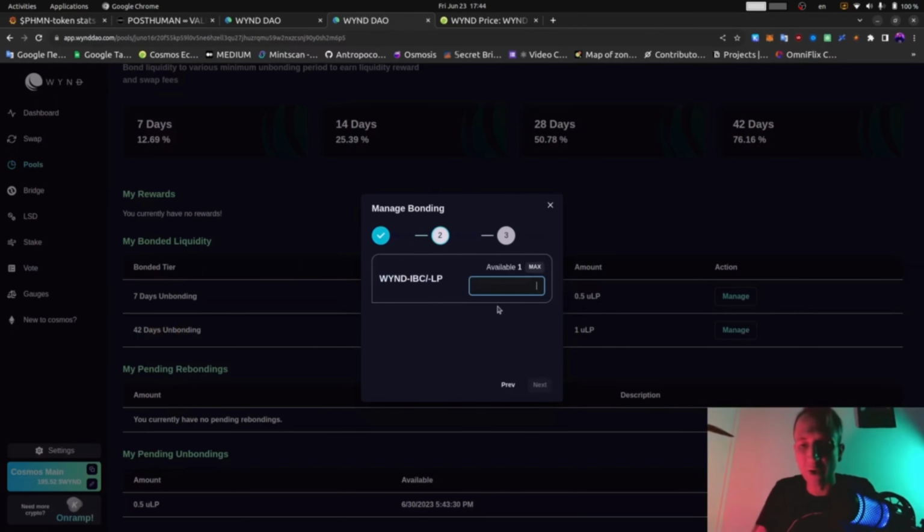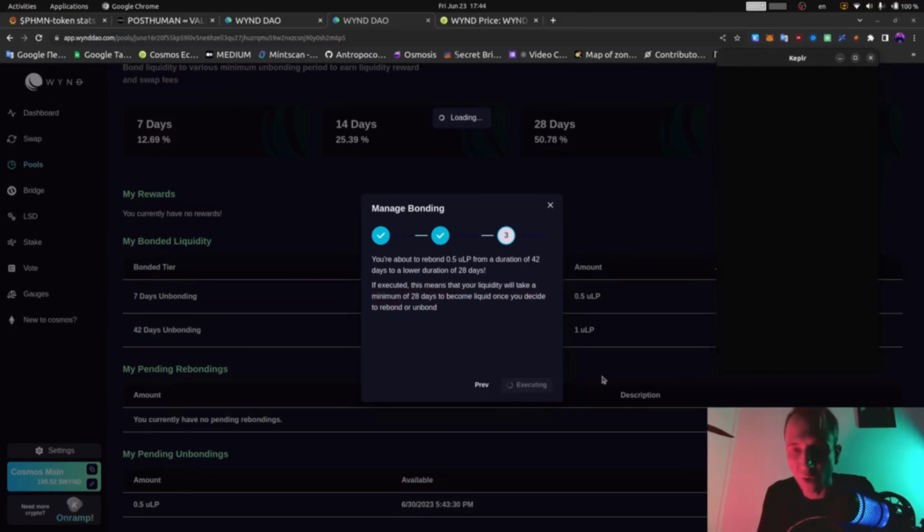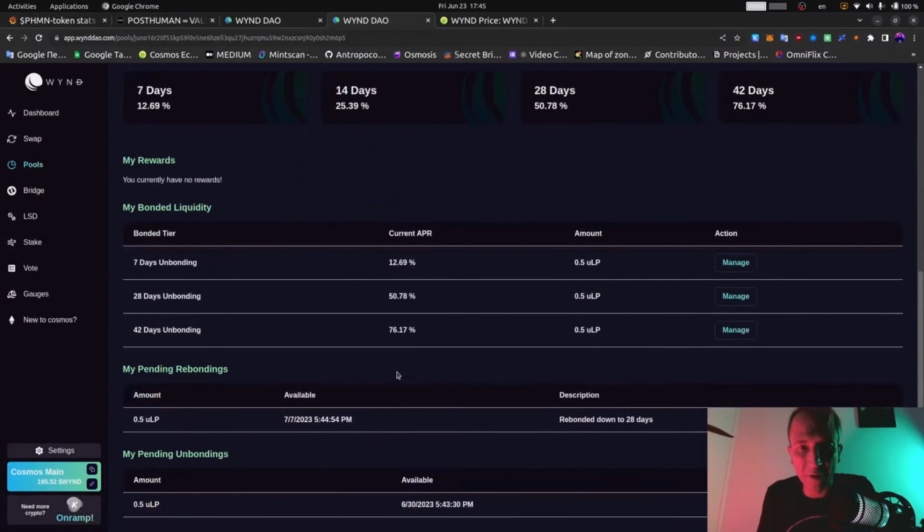And all this time, while it is in the process of unbonding, we will still get the reward. And we have a UI about to rebond 0.5 LP tokens from 42 days to 28 days. If executed, this means that your liquidity will take a minimum of 28 days to become liquid once you decide to rebond or unbond. So you can see all the information. Approve. Now we can see more information. We have not only pending unbonding, we have pending rebonding from 42 to 28 days. It decreases the time of unbonding, but you always need to wait for this period, and you will get the reward. You can also increase, so we still have 0.5 LP tokens for the 7 days.